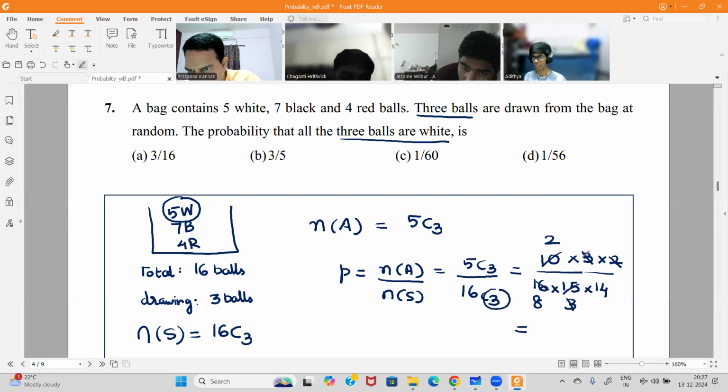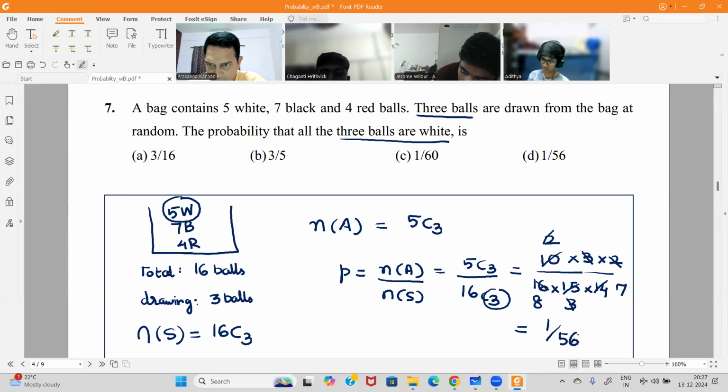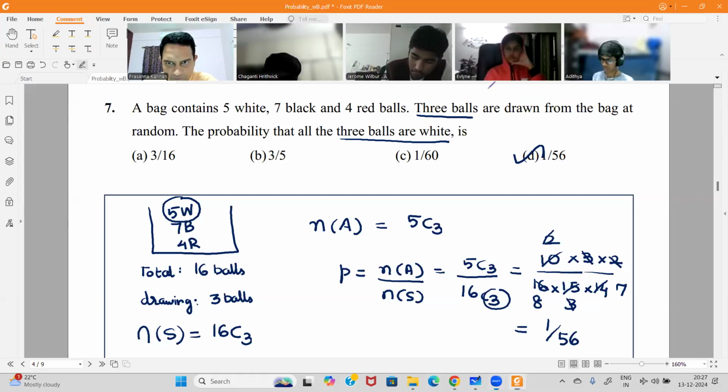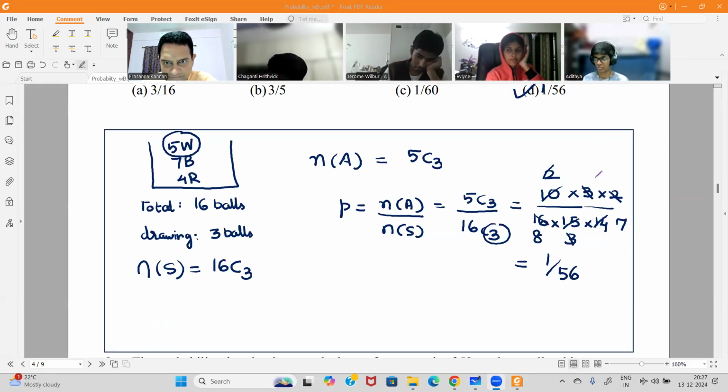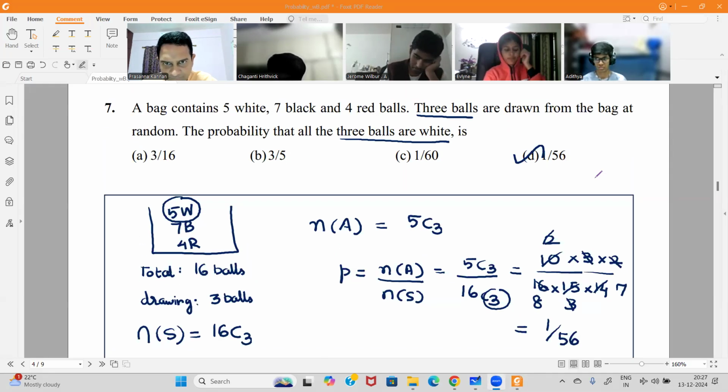Are we missing anything? Yeah, 2 and 14 I can cancel, 7. Yeah, 1 by 56 it will be. Yes, sir. Are you getting 1 by 56, everybody? Yes, Ritvik? Yes, sir. Jerome? Yes, sir. Okay, Aditya? Yeah, Evelyn, clear? Okay. I hope you have noted down.